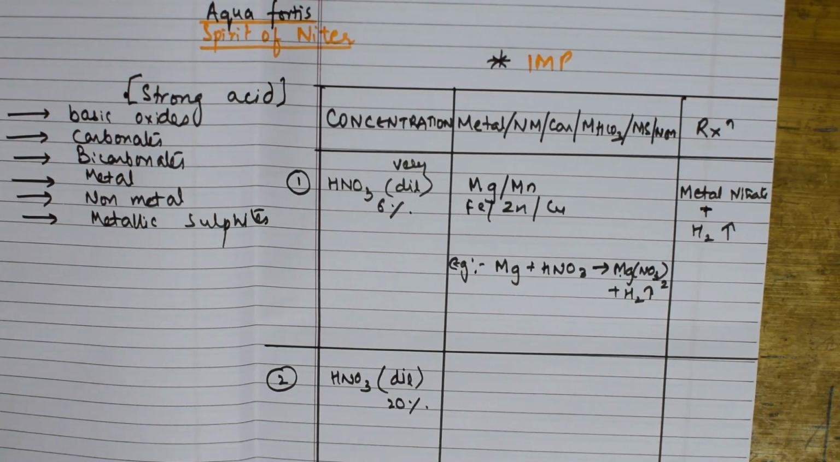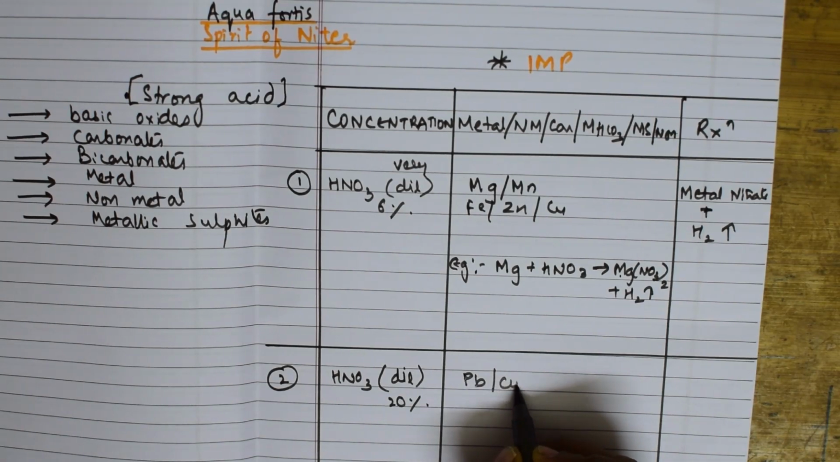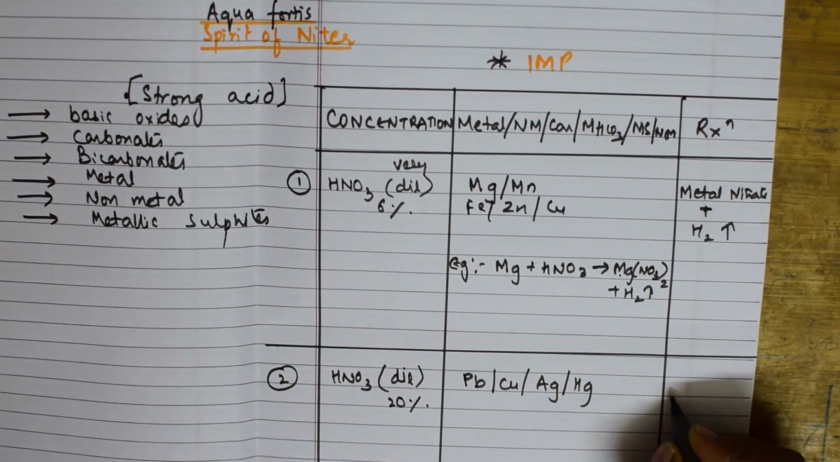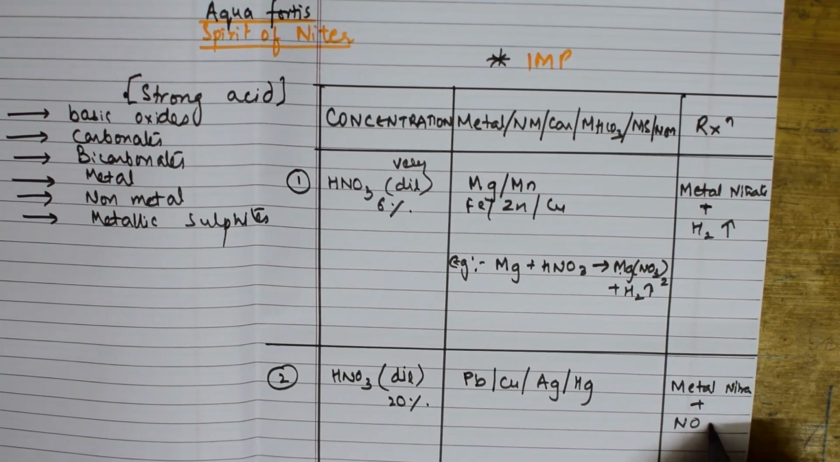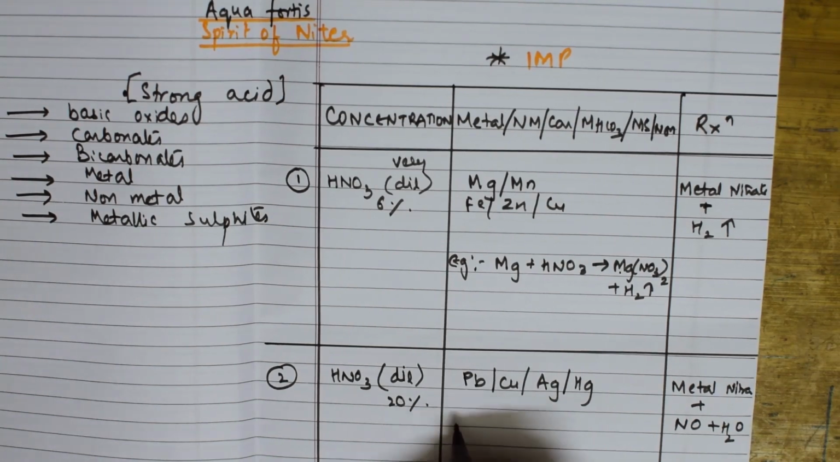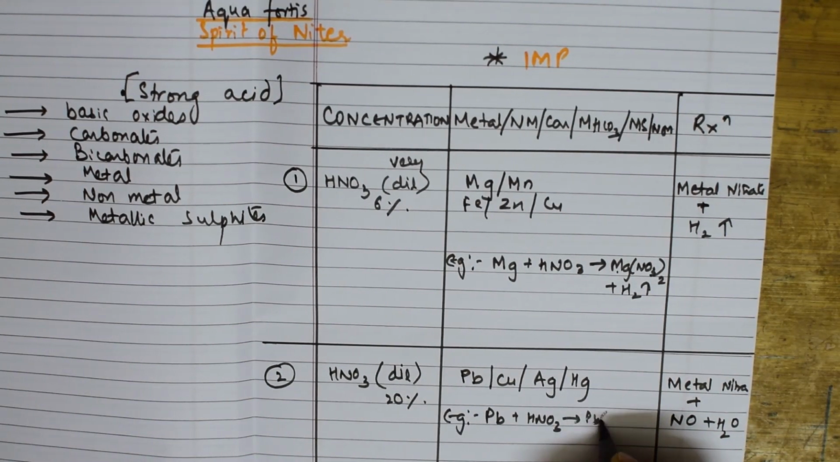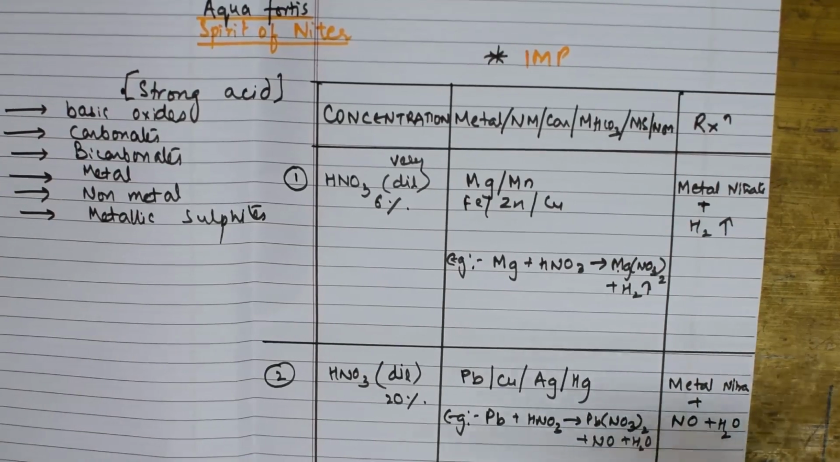Next, metal plus dilute nitric acid. Again, according to the reactivity series, metals like lead, copper, silver, mercury are going to give metal nitrate as one product, plus NO as one more product, plus H2O as one more product. Remember that. Suppose I take one example here: Pb plus HNO3. I get three different products: lead nitrate, the valency of lead is 2, plus NO, plus water.